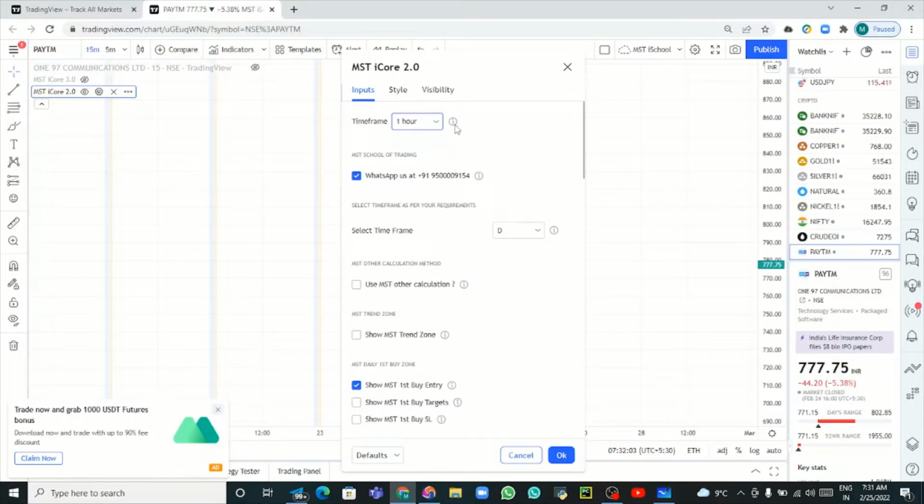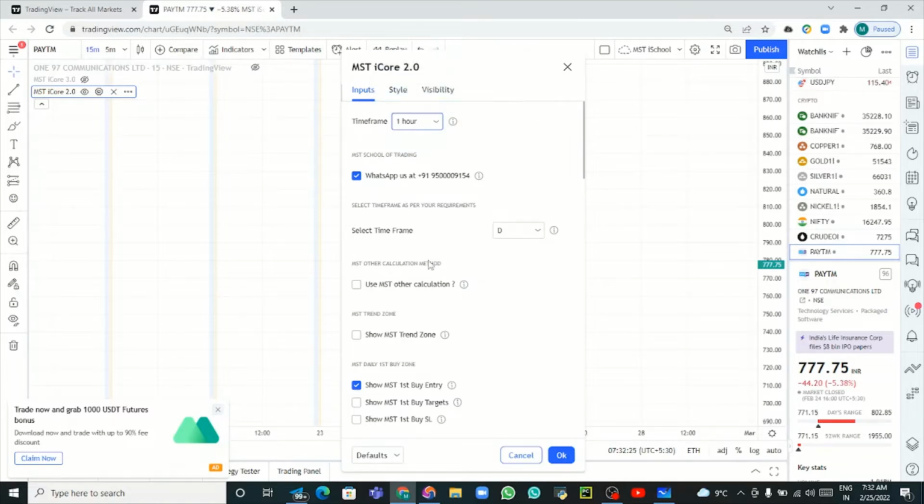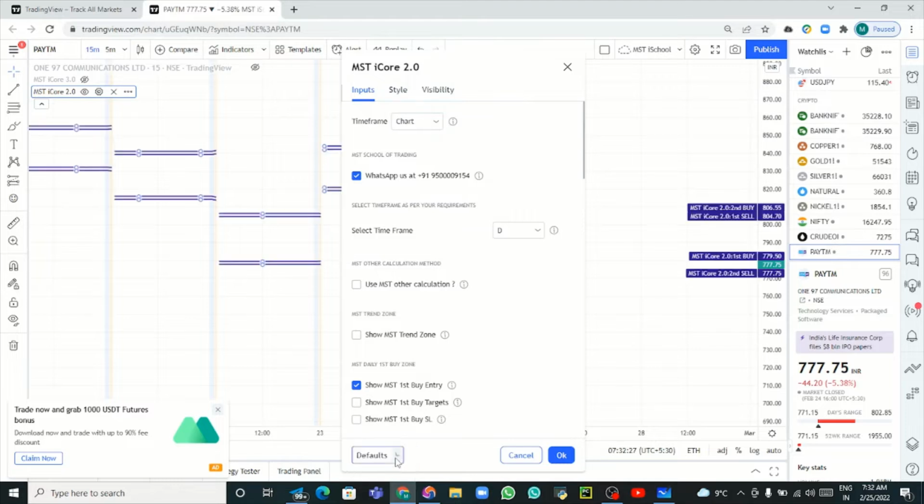So the self-explanatory section we have given here. It allows the indicator to be calculated on a time frame different from the chart's time frame. So your chart time frame will be different than the time frame what you have chosen here. This is the free features available in the trading view. So I have given here. If you want, you can use it. Otherwise, simply keep it in default mode.